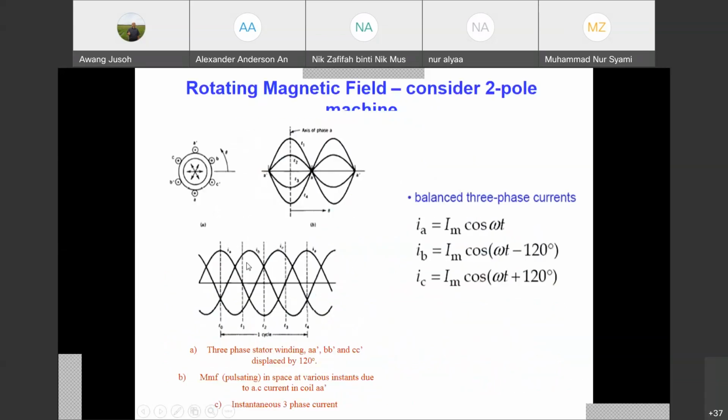At T naught. Similar for the other points, you can take any point. You can take T1, T2, T4. You just follow this. Just an example, T1. What do I mean by T1? At T1, IA is equal to 0. That means there is no flux produced by IA because the current is 0 now. But IB produces positive flux. That means IB has cross. The current enters conductor B. For C, the current goes out from conductor C because it's negative current. Okay, I hope you can appreciate this waveform. Now I'm going to sketch the resultant flux produced.